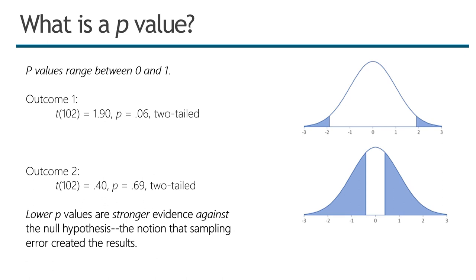The second outcome has a much higher p-value, and so its outcome is more likely to have occurred due to sampling error. The first outcome has a smaller p-value, and smaller p-values are stronger evidence against the null hypothesis. And again, the null hypothesis is essentially the notion that sampling error created any difference that exists in the data.